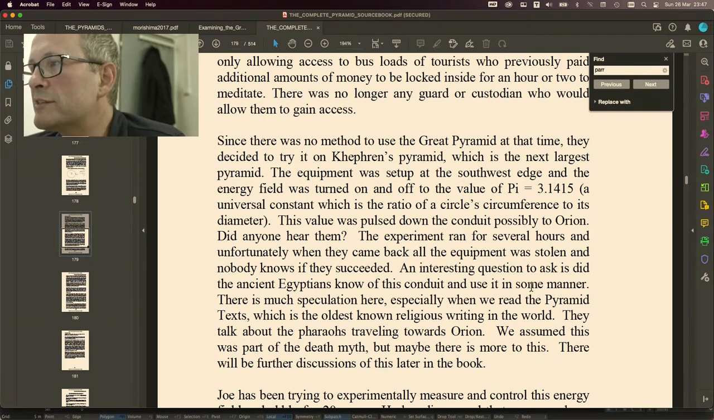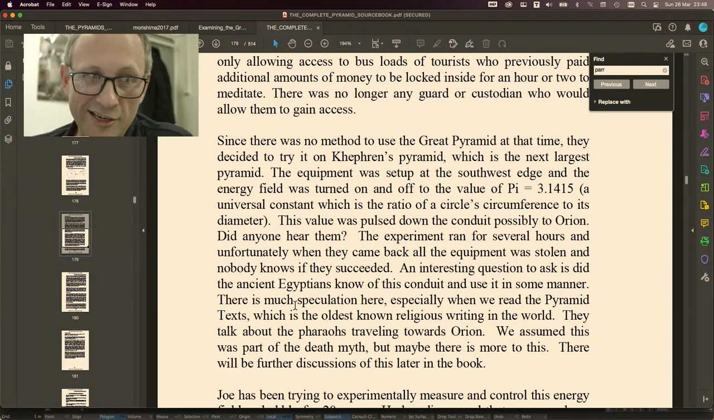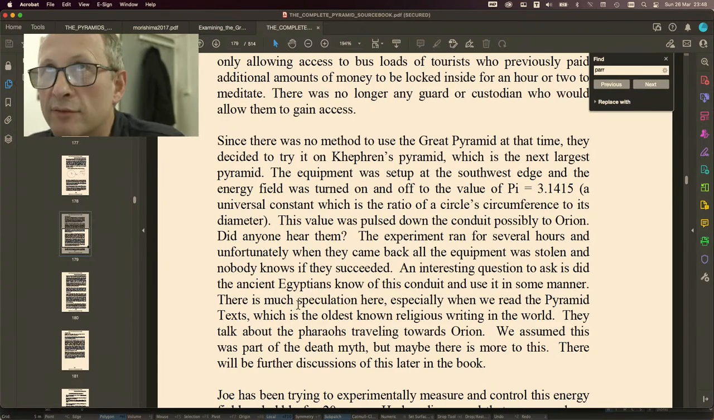An interesting question to ask is, did the ancient Egyptians know of this conduit, and use it in some manner? I argue it's a matter of extracting the flux of relic neutrinos that are available at that time. That's my view.